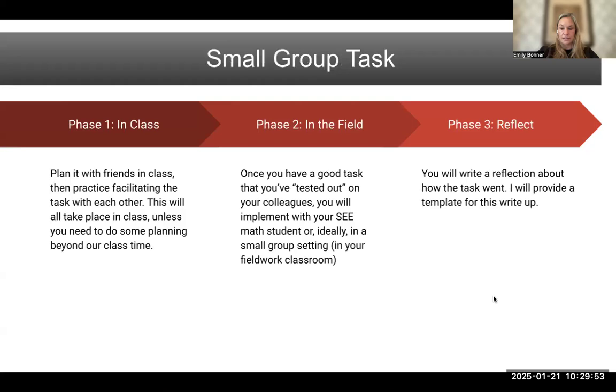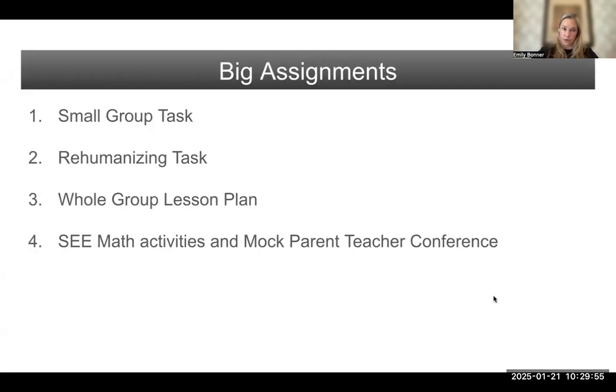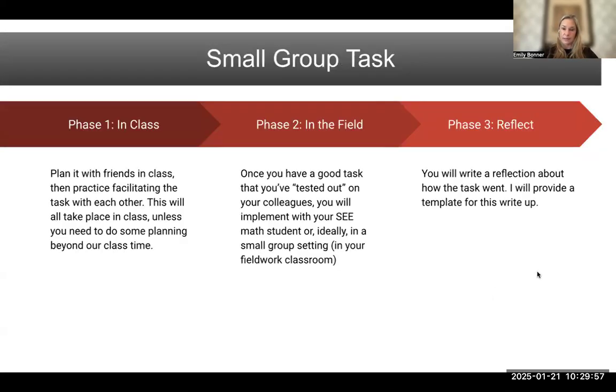Okay, so the small group task. Again, I'm going just in order here. The small group task is going to happen in 3 phases. You will first plan it in class in a very safe space. We'll plan it all together. It can be something we've done in class, or it can be a whole new activity if your host teacher has something they want you to do. You will practice in class with each other. So this is just a practice, like getting comfortable with the content of the assignment, asking questions, all of that kind of stuff. Then you will implement in the field with a small group of students, including your CMath student ideally, but it doesn't have to be.